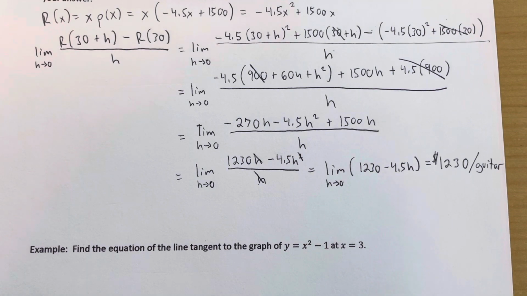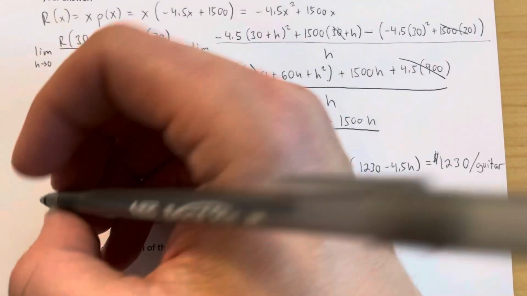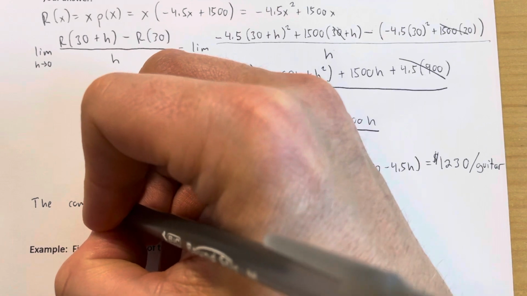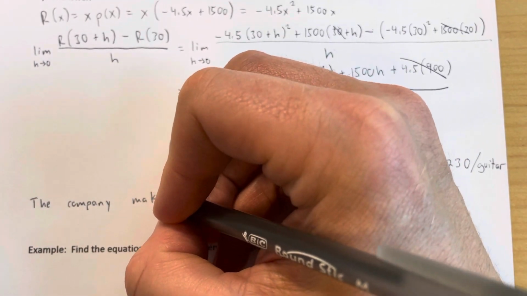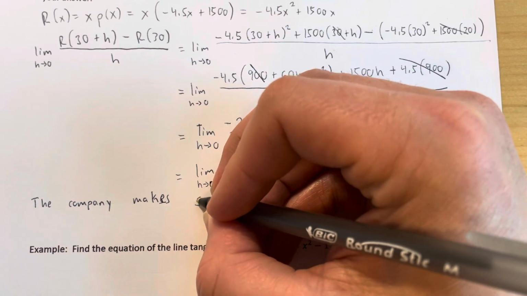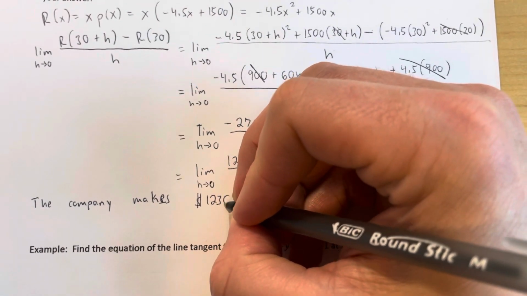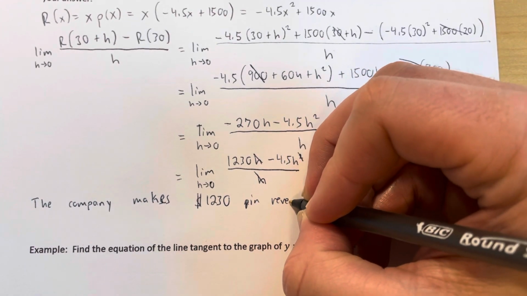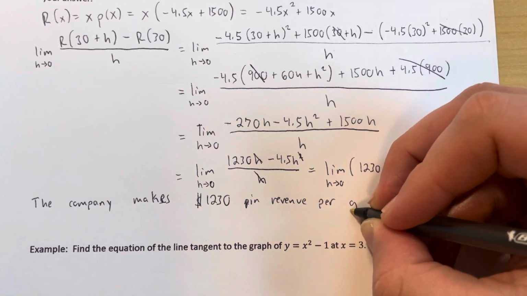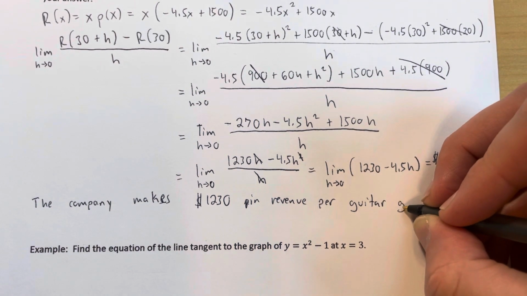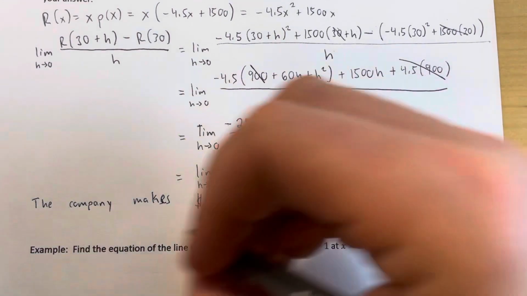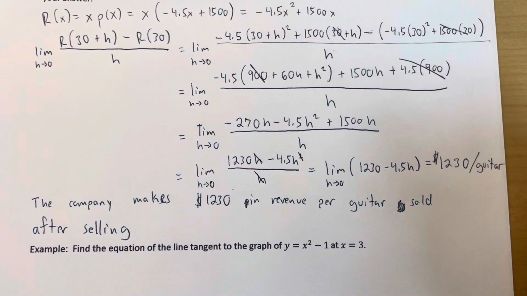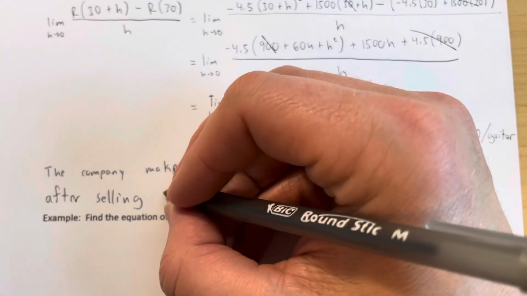We have to interpret this answer as well. So this one, based on what we just said, the company makes $1,230 in revenue per guitar sold. After selling, how many did we say? 30 guitars? After selling 30 guitars.